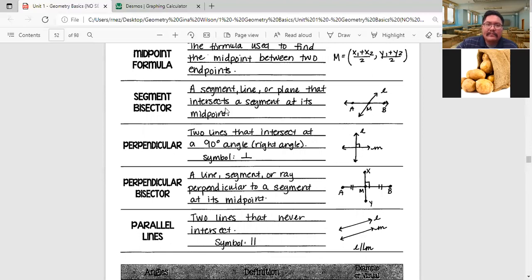All right, so segment bisector. We know what segment means. What does bisector mean? You probably heard this word before, bi. And bi just means two, like bicycle. A bicycle has 2 tires. A tricycle has 3 tires. But we're talking bicycle.